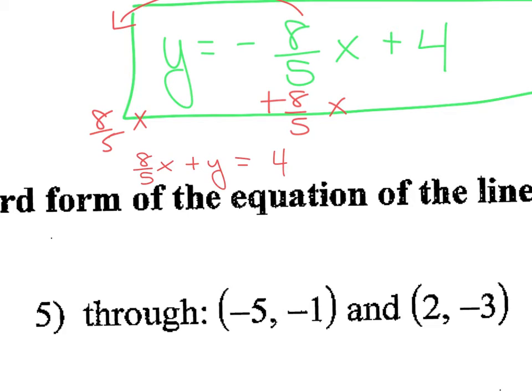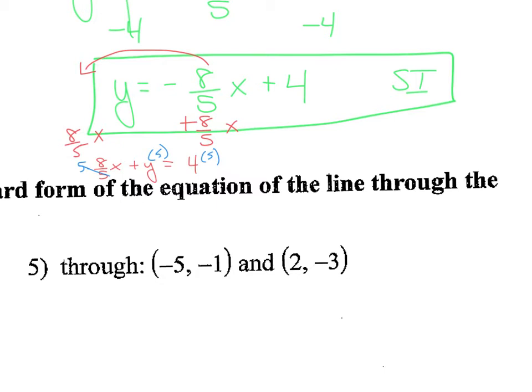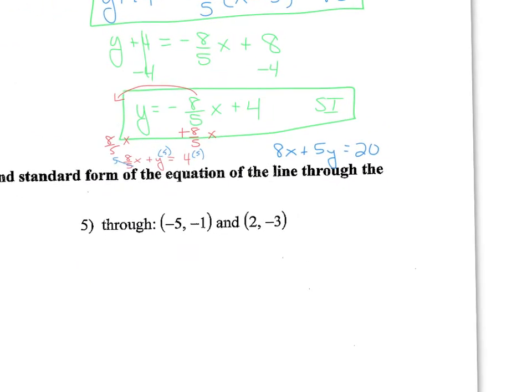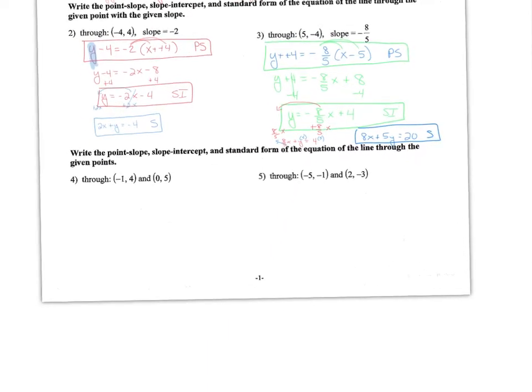Now I'm really close to standard form, but I do have a problem here, and that is I have a fraction. While this number is positive, I cannot have a fraction. So since I have a fraction there, I'm going to have to clear my fraction, and the way you do that is just to multiply by 5. Okay, so when I multiply by 5, that goes away, but make sure we multiply all parts by 5. So I'm going to get 8x plus 5y equals 20. And that's going to be my standard form. Okay.